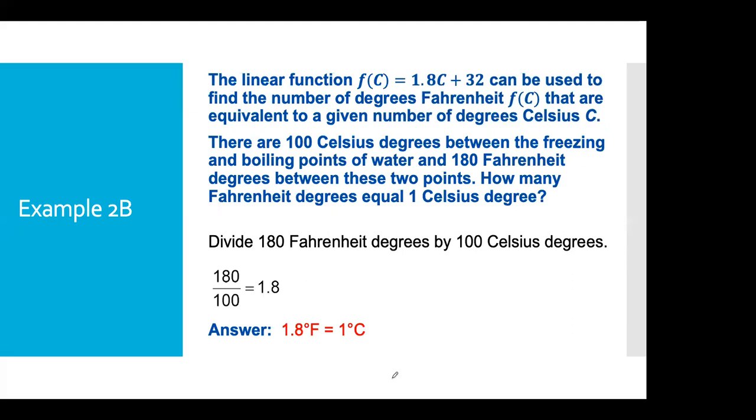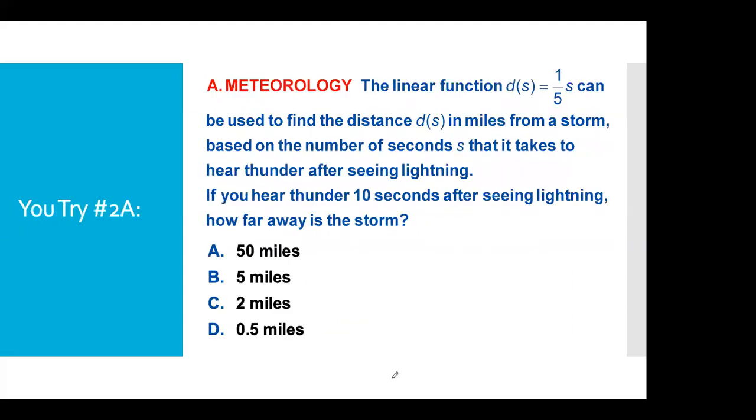All right, here's You Try number 2A. The linear function d of s equals 1/5 s can be used to determine the distance d of s in miles from a storm based on the number of seconds s that it takes to hear thunder after seeing lightning. If you hear thunder 10 seconds after seeing lightning, how far away is the storm? Go ahead and give this one a try.